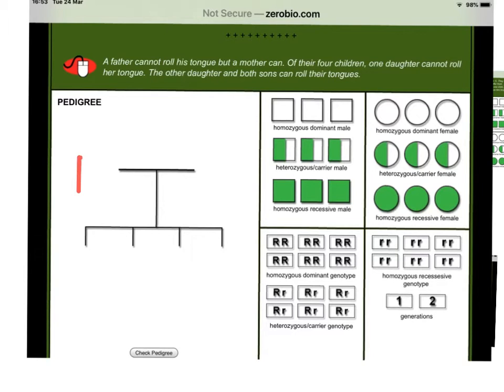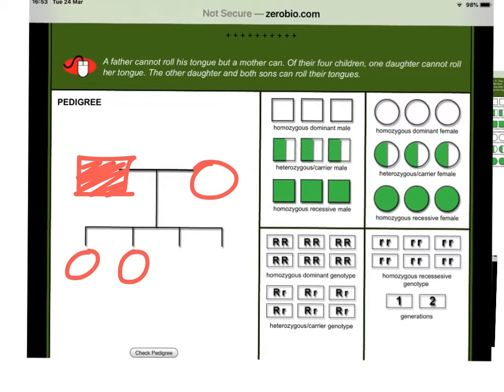So if we have the father here and the mother, father cannot roll his tongue, so we're shading him in. And the mother can. So the mother will stay like this for now because we don't know if she's homozygous recessive or homozygous dominant. They have 4 children. They have 2 daughters and 2 sons. Now the problem says here that one daughter cannot roll her tongue, so we can shade her in. And we can actually already even put the genotypes here. The other daughter and both sons can roll their tongue, so we leave them like this for now.